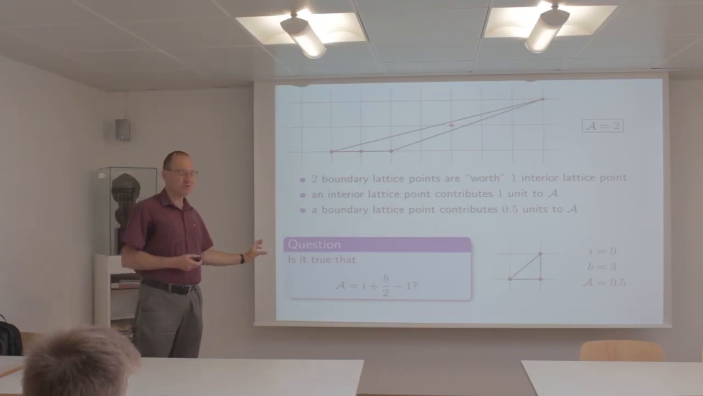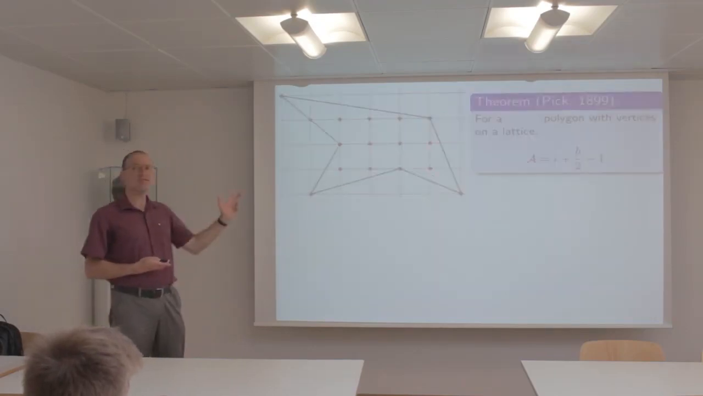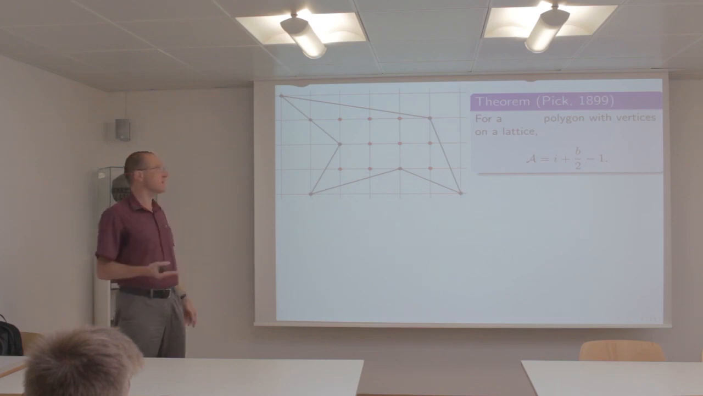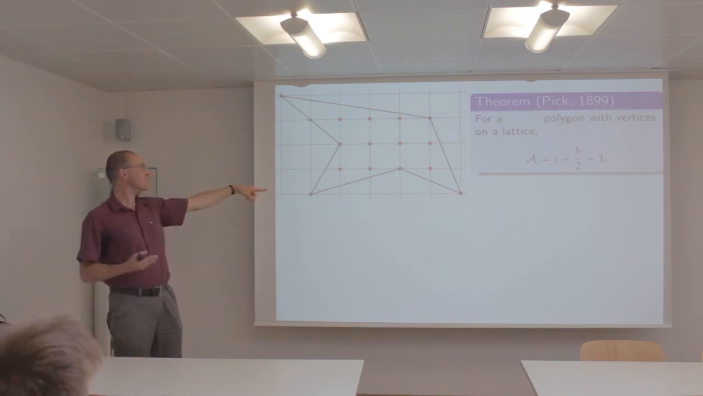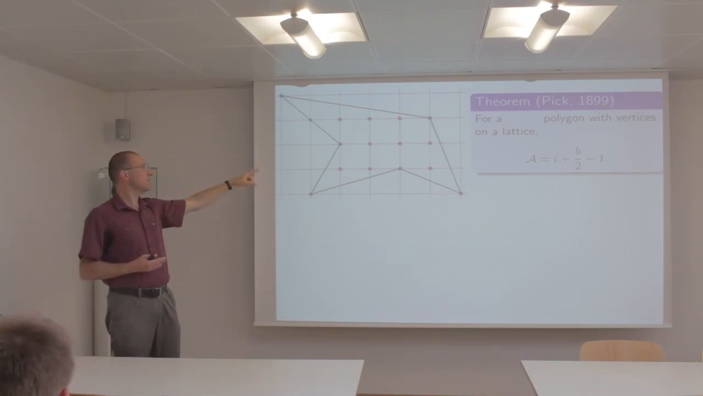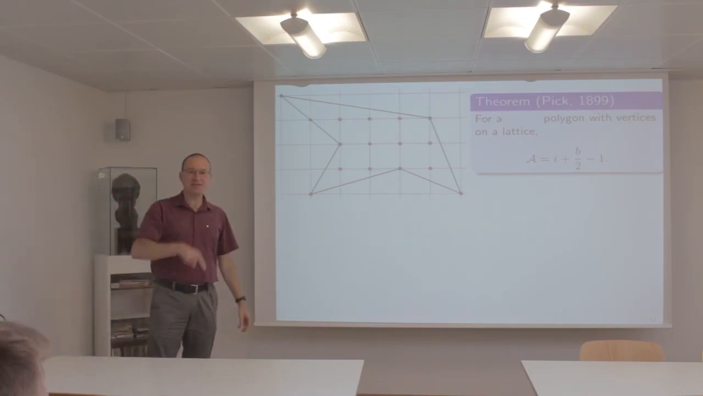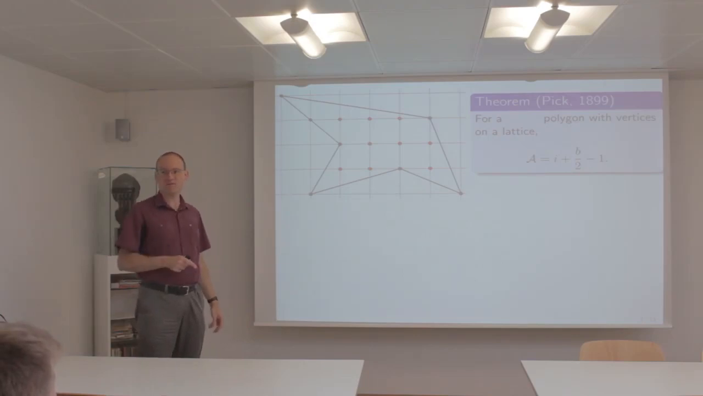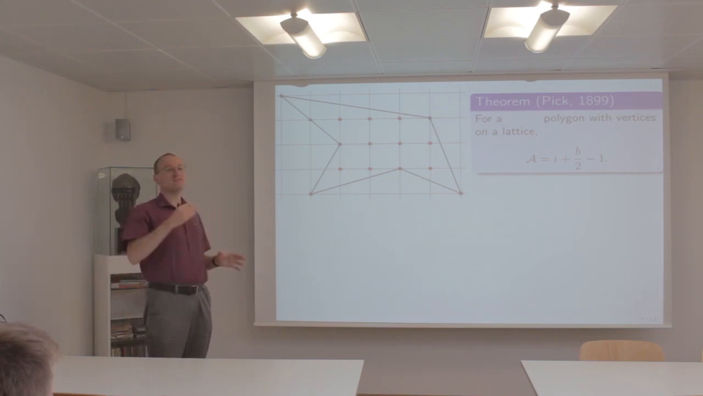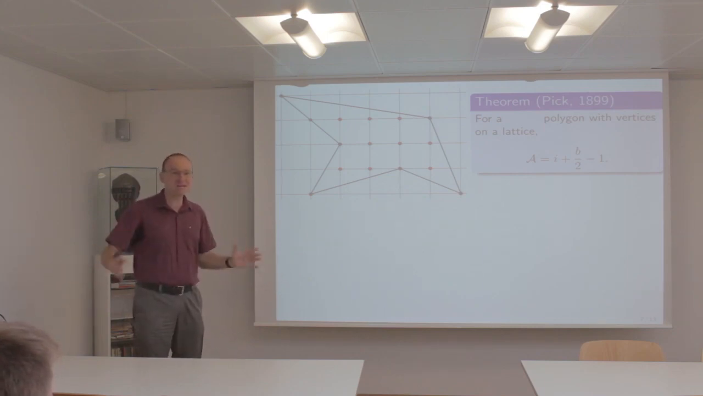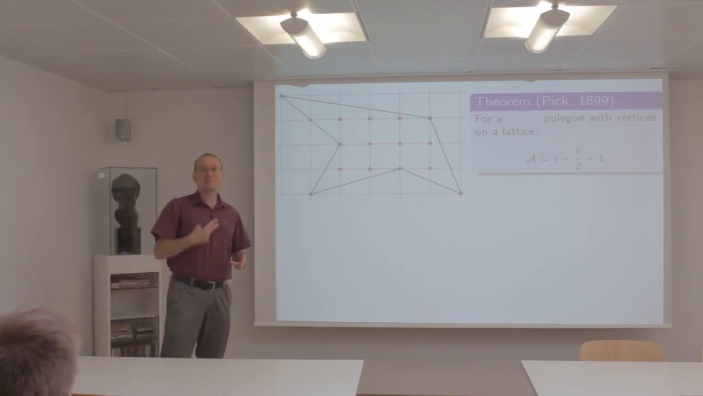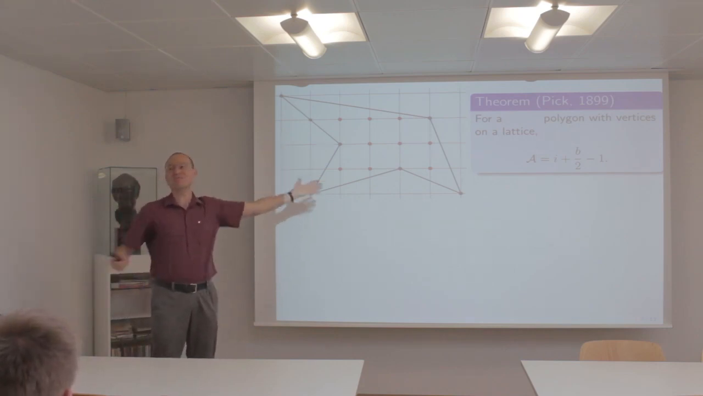Absolutely. This formula holds. Now, this is a theorem by Pick from 1899. It states that for a polygon with vertices on a lattice, just like this one, the area is equal to the number of interior lattice points plus the number of boundary points over 2 minus 1. First of all, it's truly remarkable that such a formula exists. That there is a way from just counting interior and boundary points to figure out the area. This is completely surprising. It's absolutely not intuitive at the beginning. Second of all, it's remarkable that the formula is that simple. It cannot be any simpler than that.